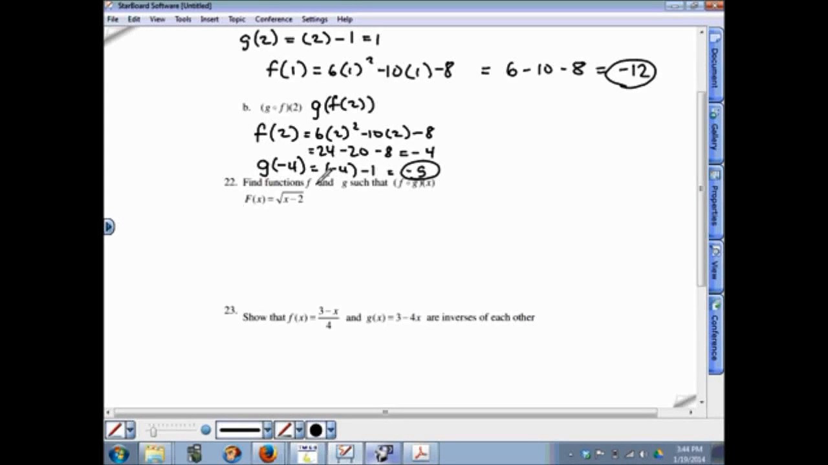22. Find two functions f and g such that the composition f of g of x would equal this. We did an example of this at the end of the section 3.6 notes. So if we let little f of x equal the square root of x, and g of x equal x minus 2, then when we find the composition f of g of x, this x minus 2 would go inside of this x right here, forming this function.